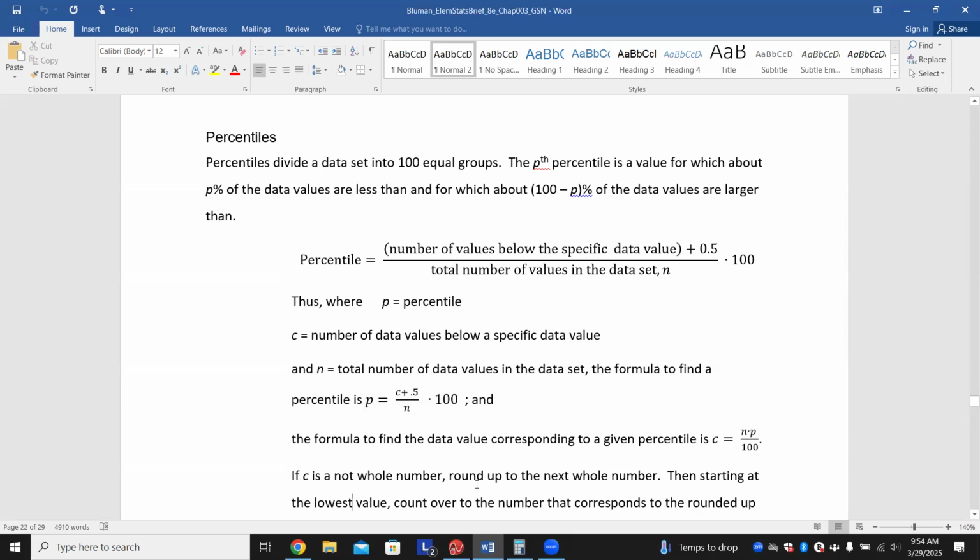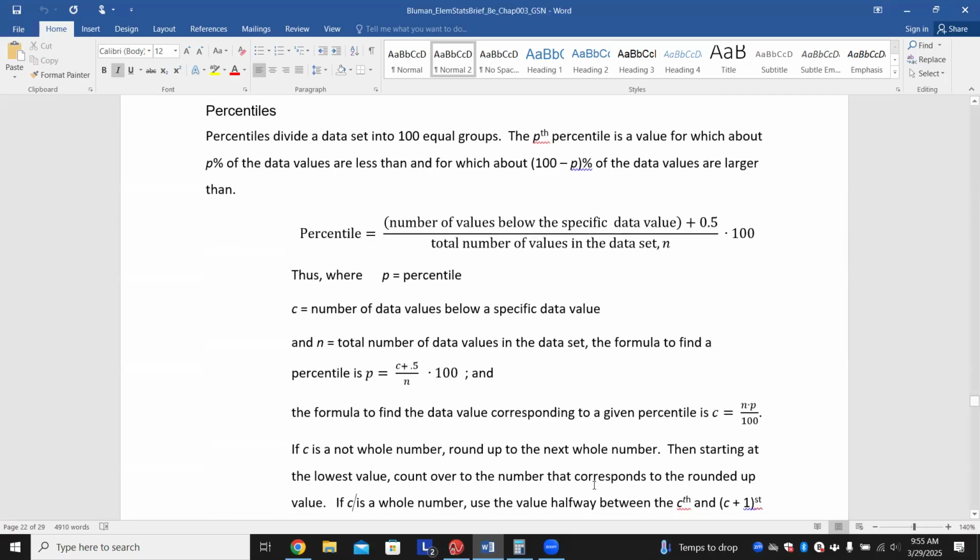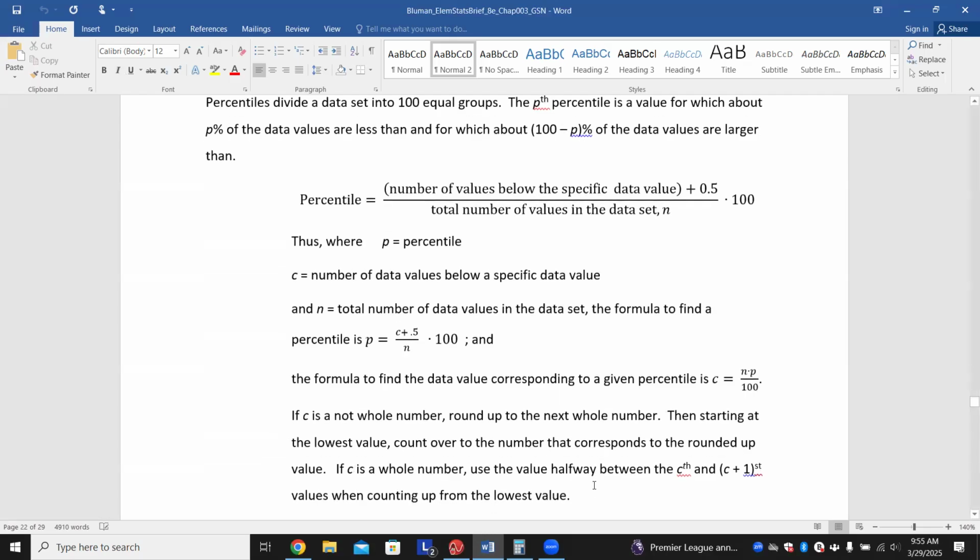If C is not a whole number, we will round up to the next whole number. So even if it's like 2.1, we're just going to say 3. That means 3 numbers are below that percentile. Then, starting at the lowest value, we count to the number that corresponds to the rounded up value. So we'll go 1, 2, 3. There's our number.